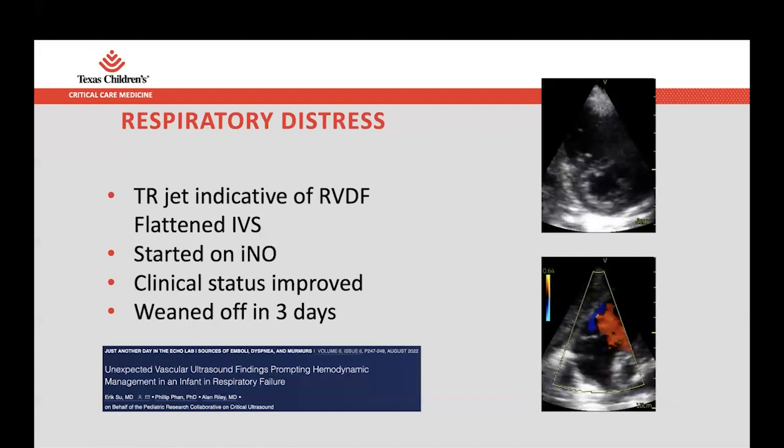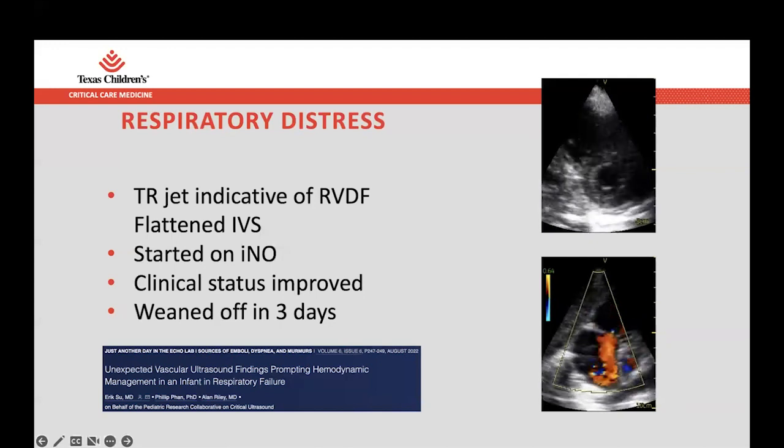So the patient was started on nitric, and clinical status overall improved, and was weaned off in 3 days. This was a case we actually wrote up for the ASC's case report journal. It's called Case, and you can find it here. It's in an open access journal.